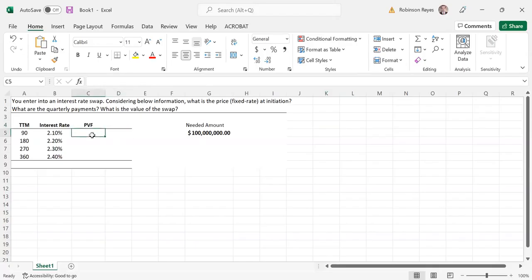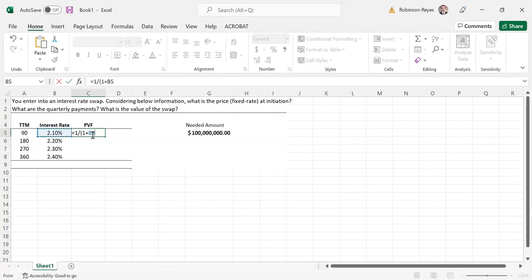So what we learned before is that present value factors are 1 divided by 1 plus r, like 1 divided by 1 plus r to the power of t, right? And in this case, everything is below a period of 1 year. One way we can get these present value factors is 1 divided by 1 plus this rate.